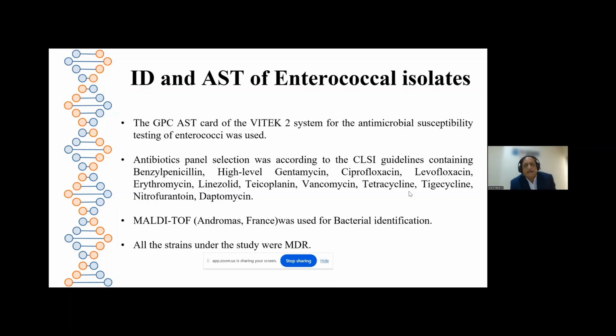We did the ID and susceptibility using VITEK 2, and according to the CLSI guidelines, we used the panel of antibiotics like benzyl penicillin, high-level gentamicin, ciprofloxacin, levofloxacin, erythromycin, linezolid, teicoplanin, vancomycin, tetracycline, nitrofurantoin and daptomycin, as we keep it for the enterococci causing bloodstream infections. MALDI-TOF was used for bacterial identification by a proteomic method, and all the strains under study were MDR.